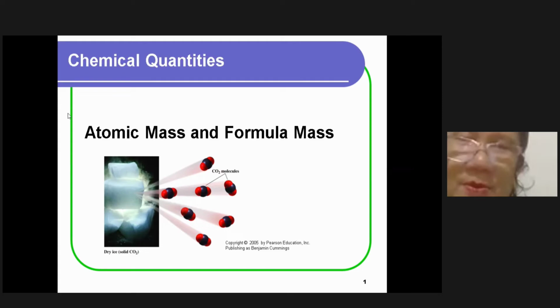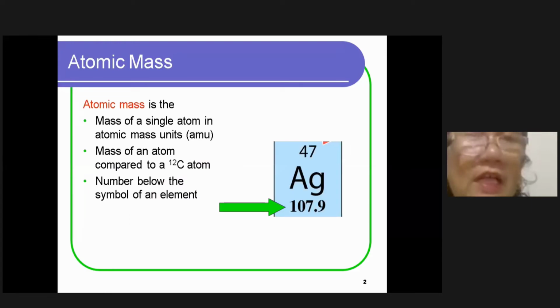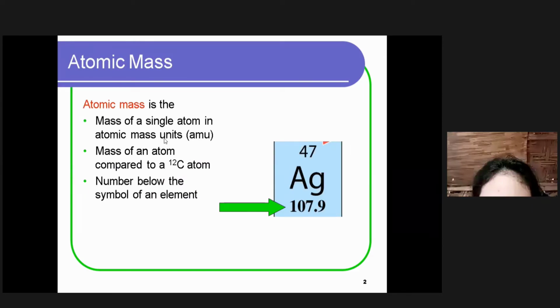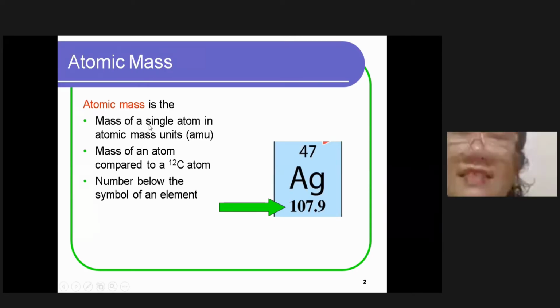So, what's atomic mass? What's the difference between atomic mass and formula mass? If you talk about atomic mass, it pertains only to a single atom. That is atomic mass.